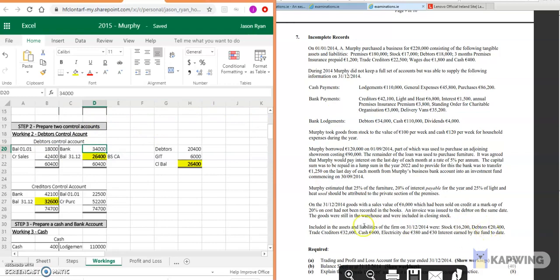Then we have a look down at the end and see do we have any more debtors. And we have debtors here at the end of 20,400.